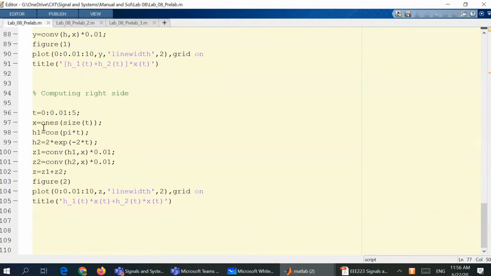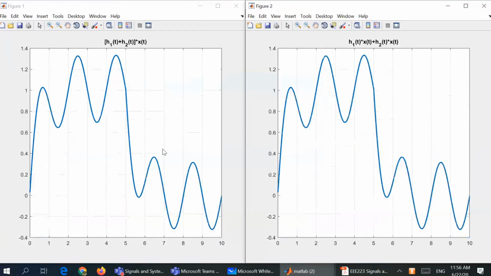So we have done the same thing. We will define H2 and H1, H2 and X, and then we will convolve H1 with X first, and then H2 with X, and after that we will add the results and then plot this. So let's see what the results are. So we can see that the results are same.